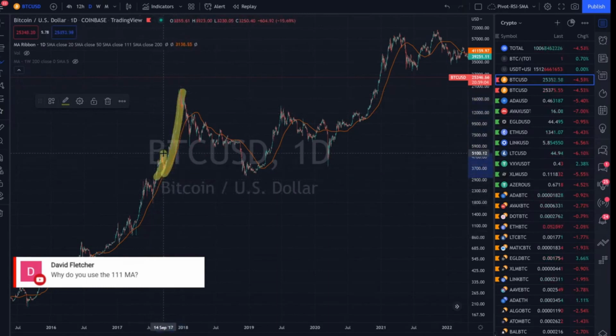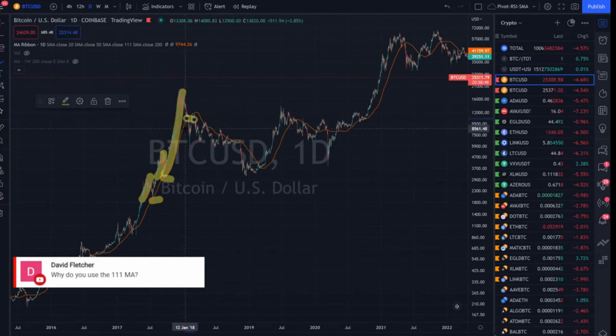So if you took profit on the way up here, and you bought back in to the 111, you would have been able to take some profit and buy back in. And like this one here, you'd have taken profit as it gets well detached from it up here, and then you would have tried to buy back in here.